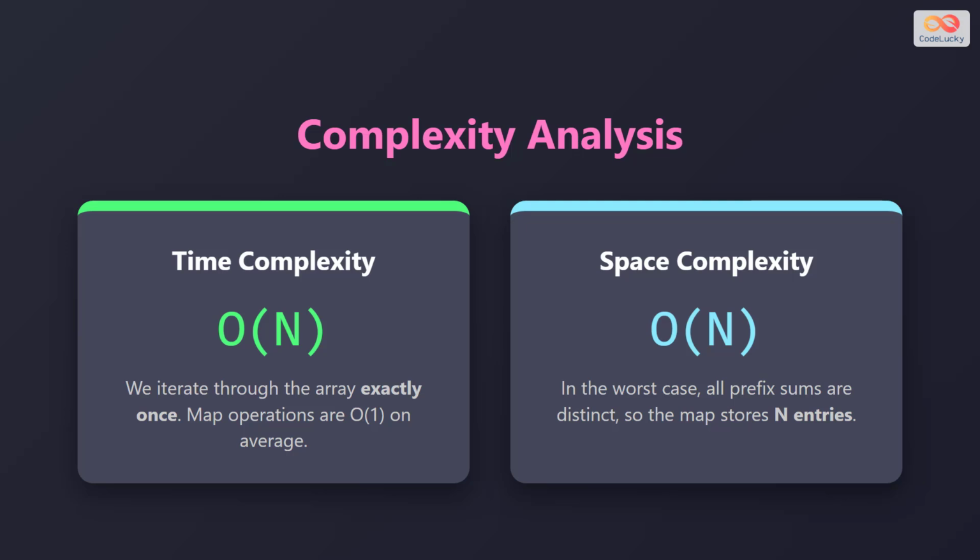This solution is highly efficient. The time complexity is O of n because we iterate through the array exactly once, performing constant time map lookups. The space complexity is also O of n, as in the worst case, we might store a unique prefix sum for every index in the array.